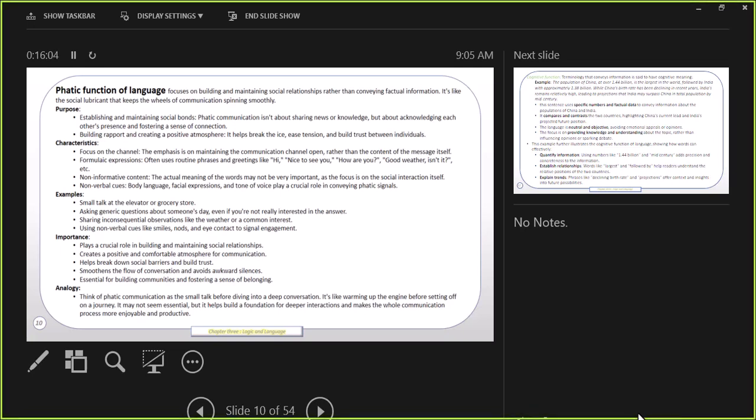Utterances such as what? Small talk at an elevator or grocery, such as hi, how are you doing? When passersby are conversing with each other, hi, how are you doing? Such kinds of conversations are the emphatic function of language. When your friend asks you how are you doing, his intention is not to get information. It's not intended to get information by asking that particular question.